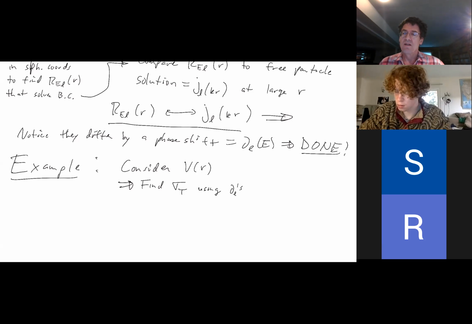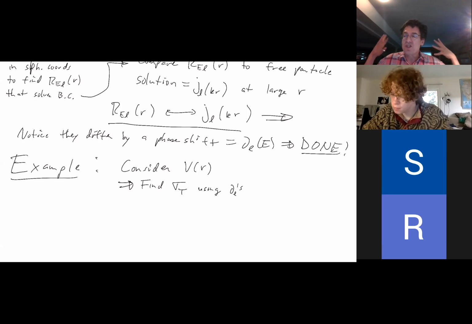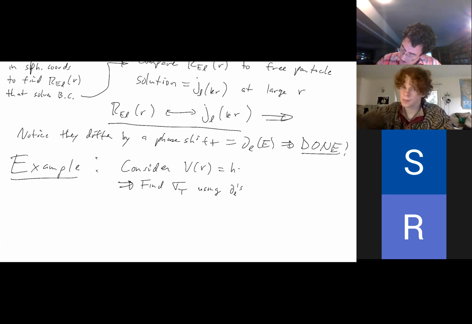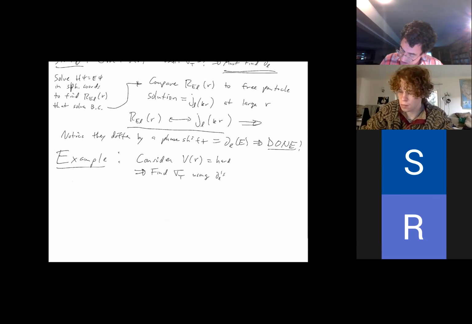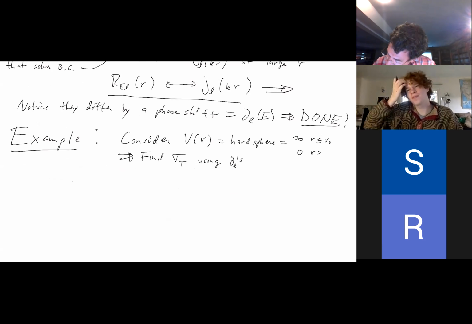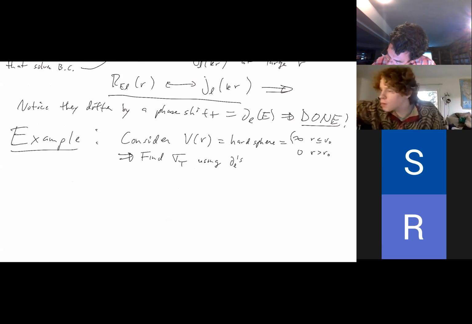Hard sphere. Good choice. Very good choice. Excellent. Let's think of the simplest potential, and that's the hard sphere. Let's consider the hard sphere potential. And we all know what a hard sphere is. It's infinity for r less than or equal to r naught, and it's 0 for r greater than r naught, right? That's what a hard sphere is.